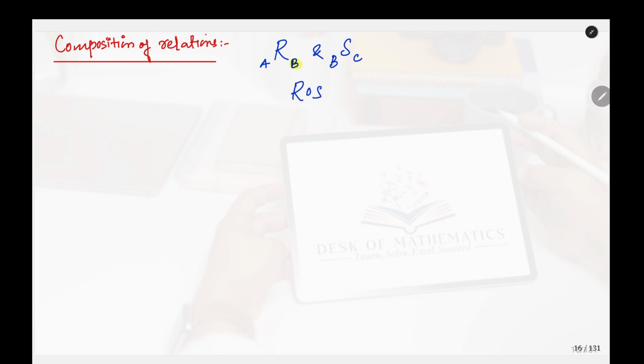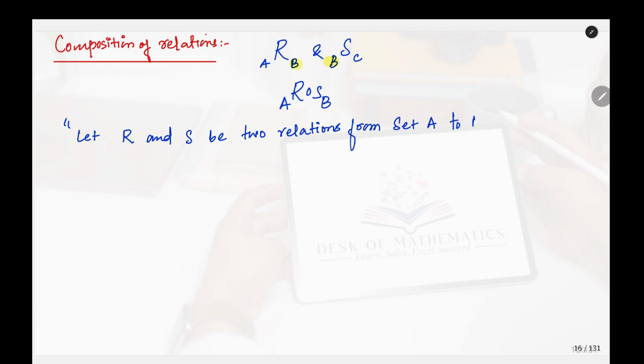relations. Composition of relations. Let us say we have two relations: a relation R is defined from A to B, and another relation S is defined from B to C. Then we can define another relation, R composed with S, where B is common. This will be defined from A to C. I will show you how this relation works. First, let's write a definition. Let R and S be two relations from set A to B and B to C respectively.